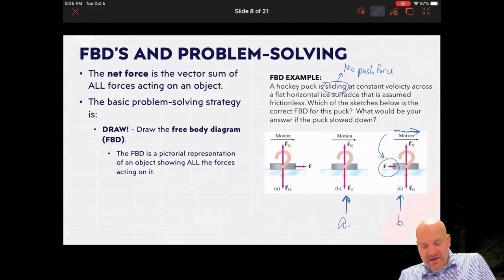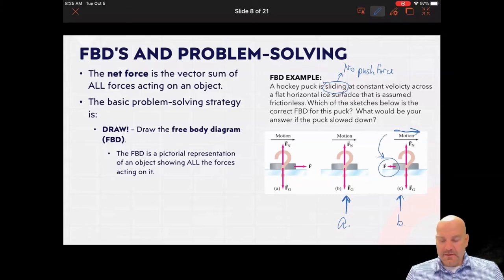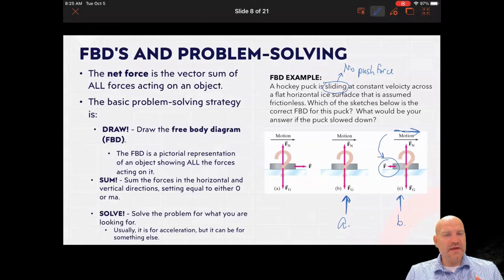But what you could see here are the arrows on this puck. In fact, you don't even have to draw the puck. You can just draw a box or a dot to show that. Okay, and the next 2 words are going to be sum and solve, right?